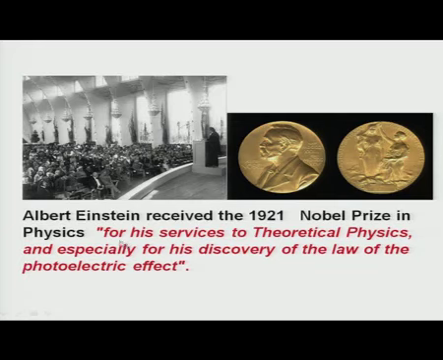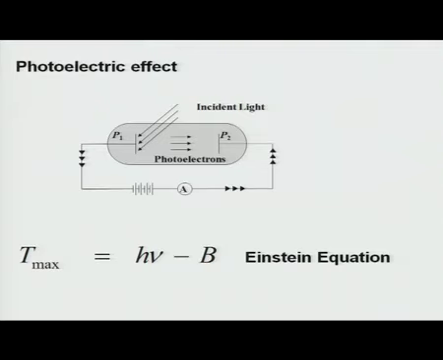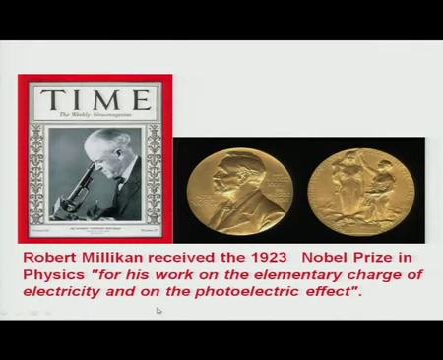Albert Einstein received the 1921 Nobel Prize in Physics for his services to theoretical physics and especially for his discovery of the law of the photoelectric effect. And so, Einstein got the Nobel Prize not for his theory of relativity, not for his theory of general relativity, not even for the concept of the light quantum, but for the Einstein equation, which was very carefully verified by Robert Millikan. And Robert Millikan himself received the 1923 Nobel Prize in Physics for his work on the elementary charge of electricity and on the photoelectric effect.